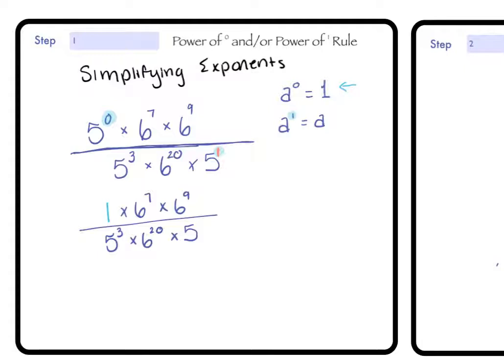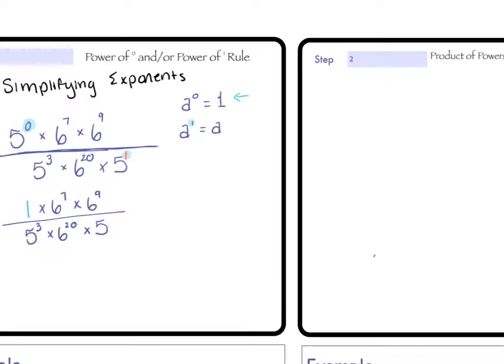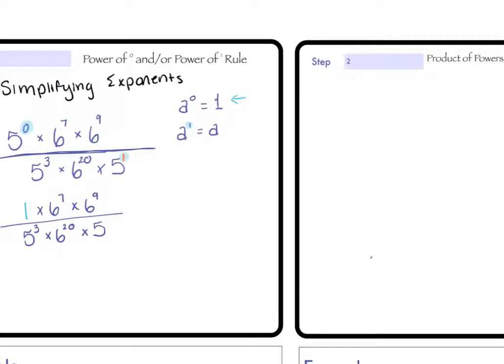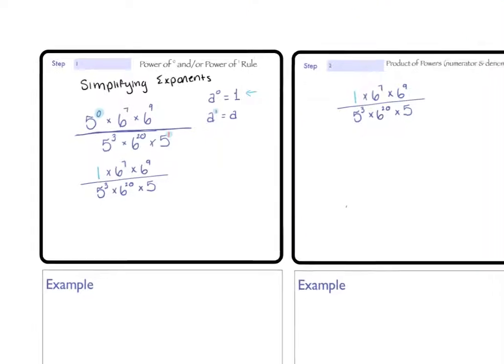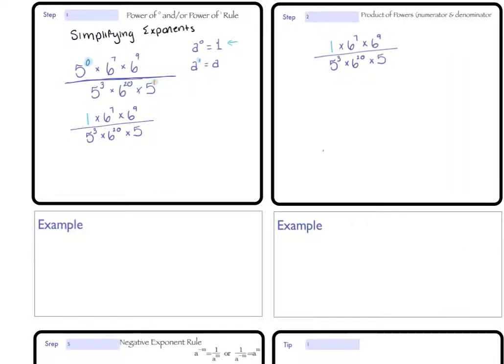Now that we've taken care of the power of 0 and the power of 1, we go ahead and go to our step number 2. Let me take this example over. Before I do that, you can go ahead and try this example. Make sure that you are taking care of the power of 0 and the power of 1.